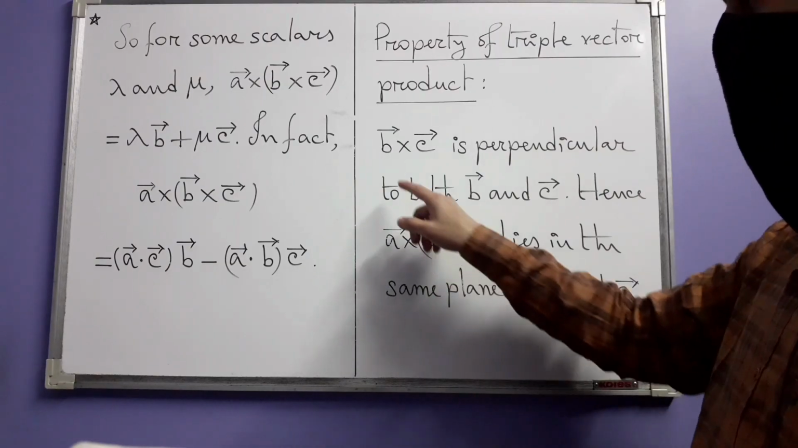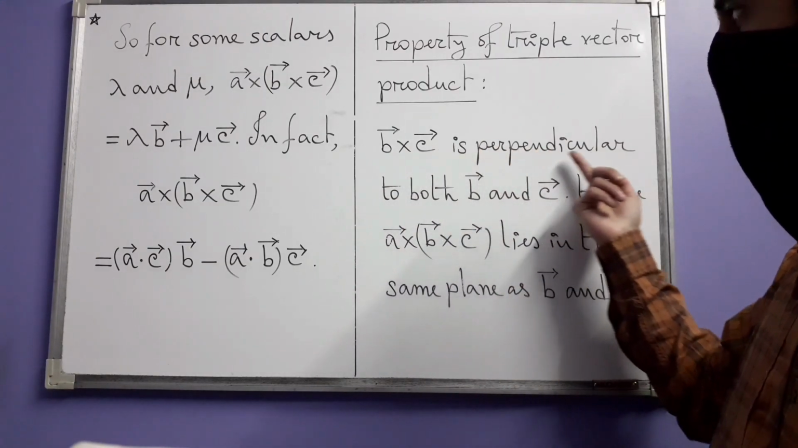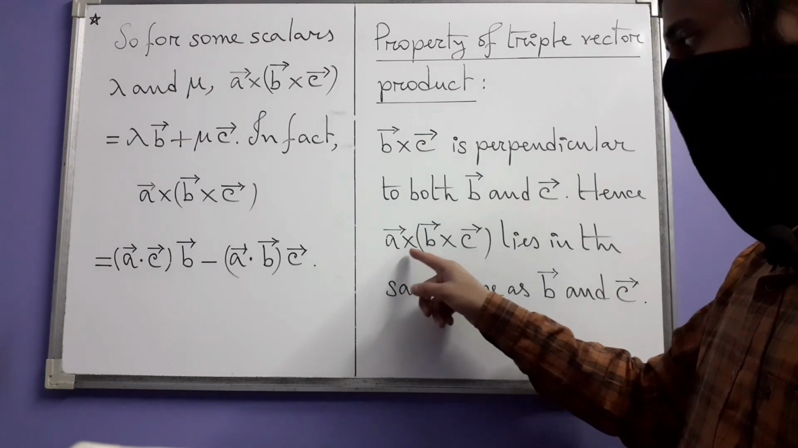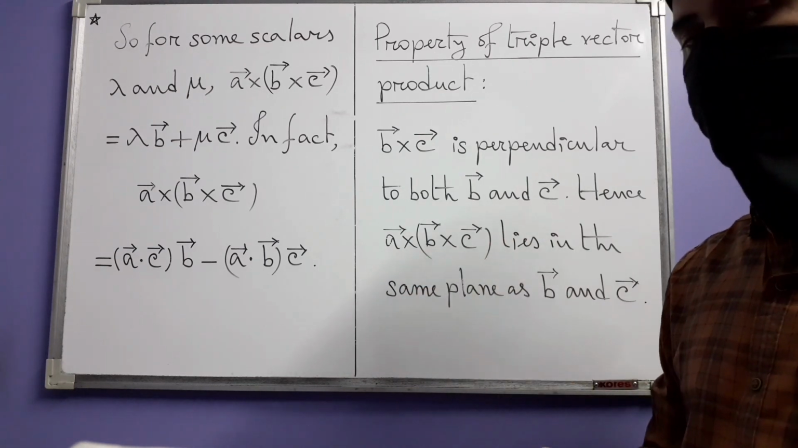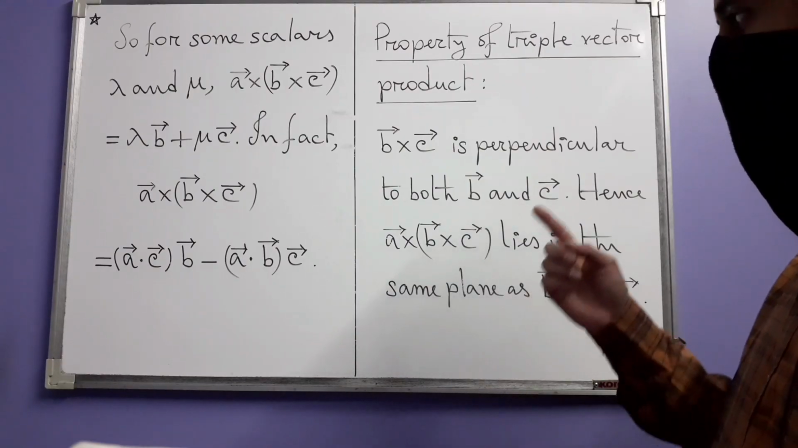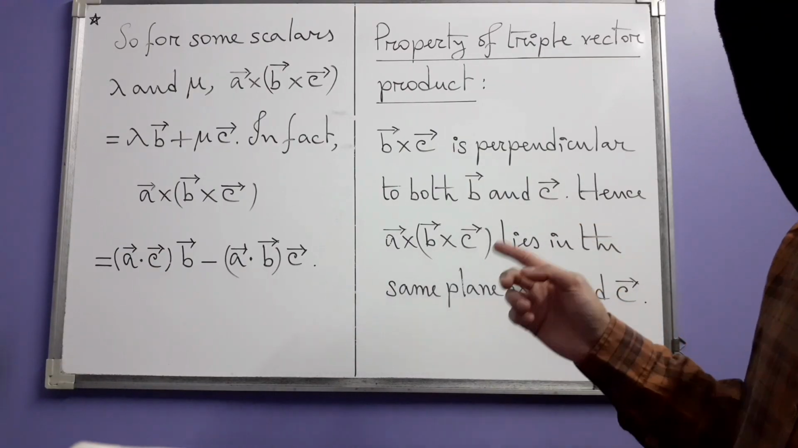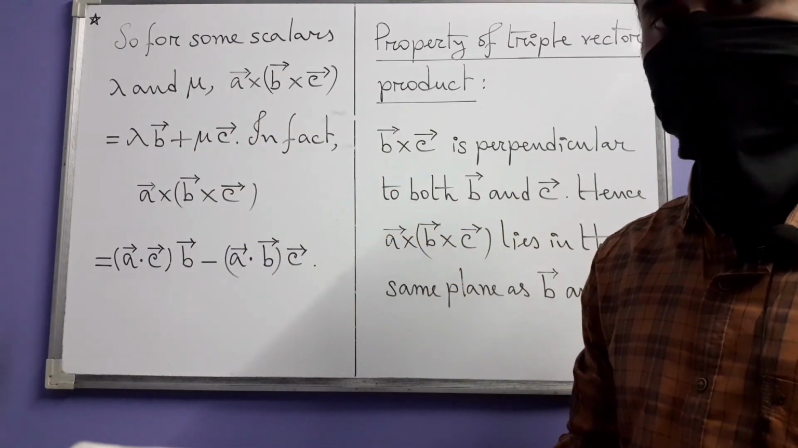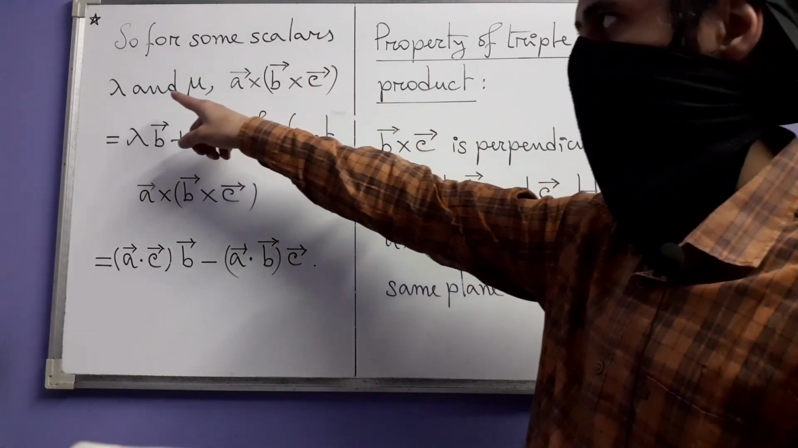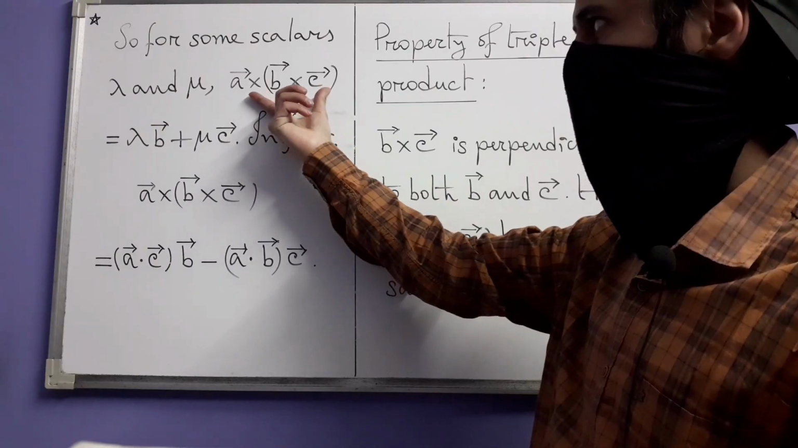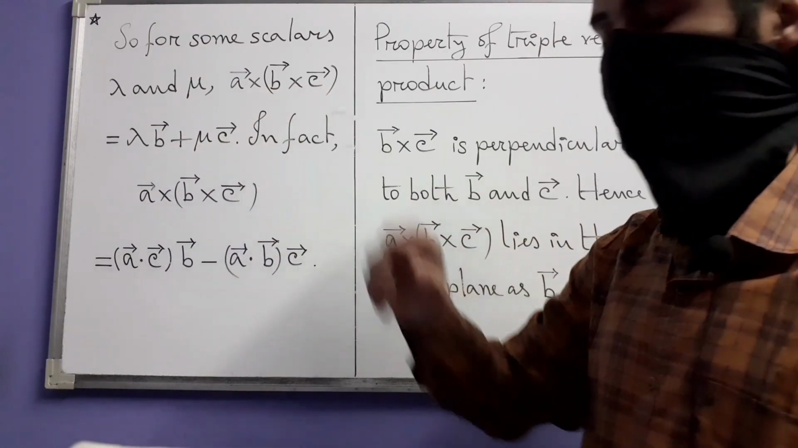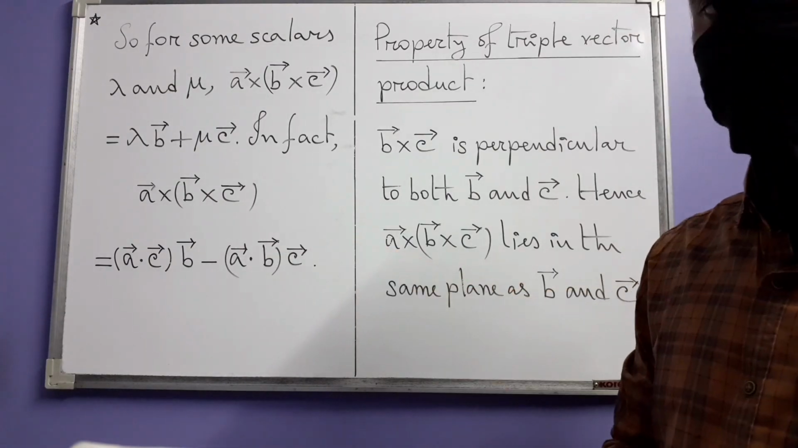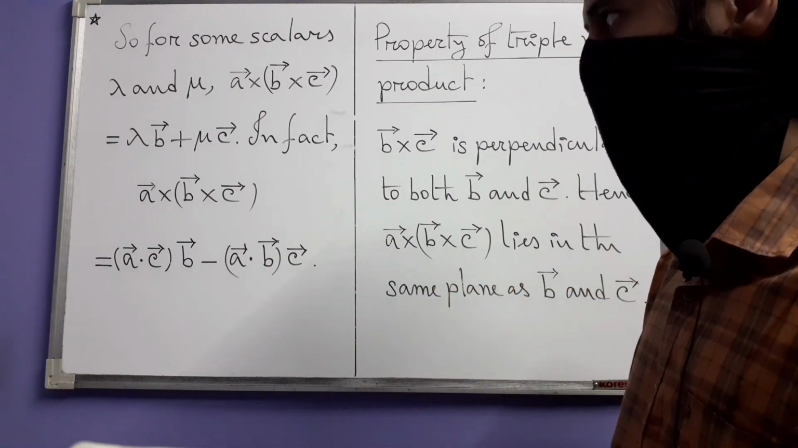We already know that the vector product of B and C is perpendicular to both B and C, and that is why the triple vector product A cross B cross C has to lie in the same plane as the two vectors B and C, and that is why it will be a linear combination of them. That means there will exist some scalars lambda and mu for which the triple vector product will be lambda B plus mu C, and actually this is how the combination looks really.